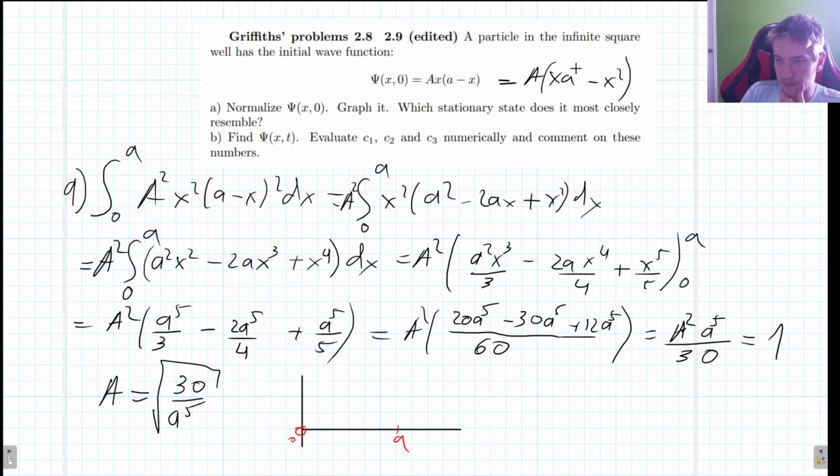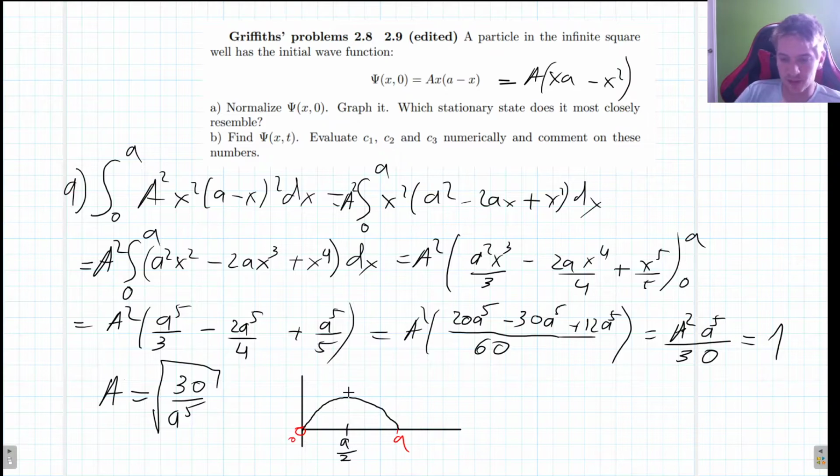And its maximum is going to be at the average of these two. Remember, its x-coordinate is just going to be the average of its two zeros, so it's going to be at a divided by 2. So it's just going to be something like this. But we don't really have to go into too much detail. So we can see that this really looks like the first stationary state.